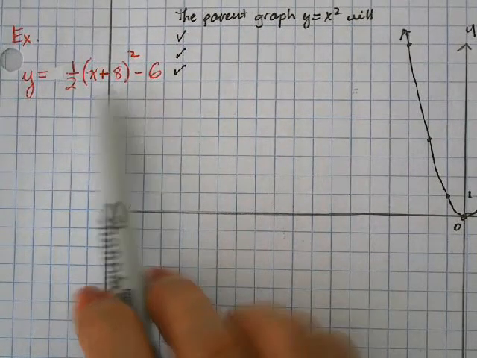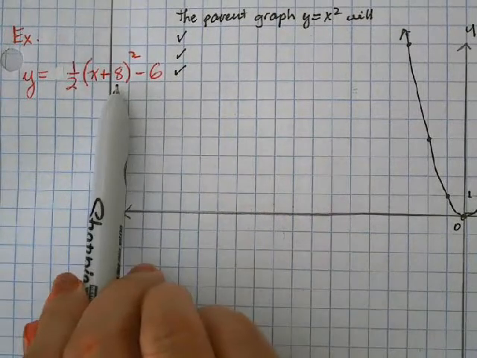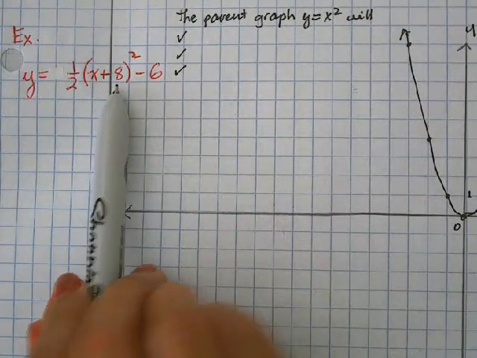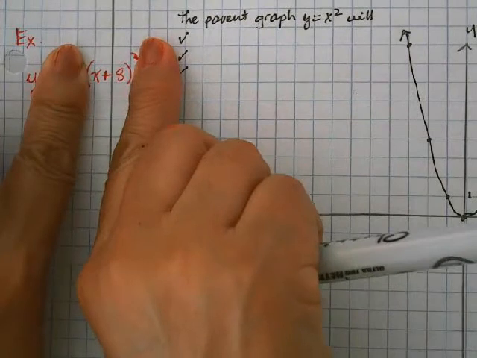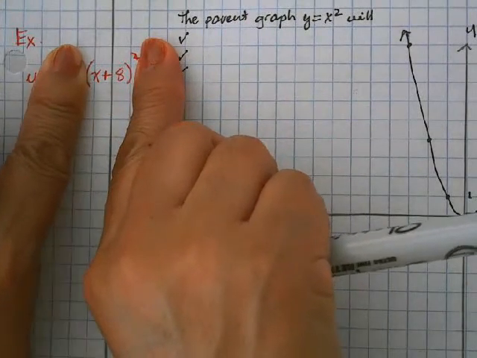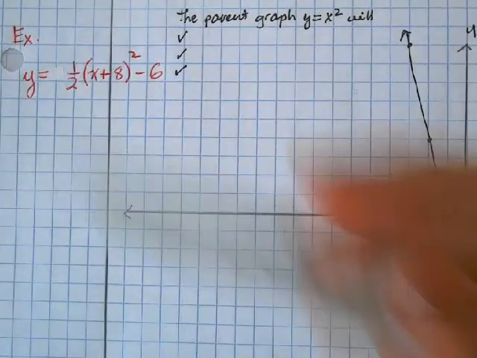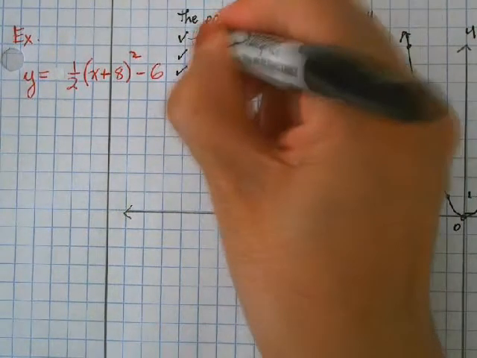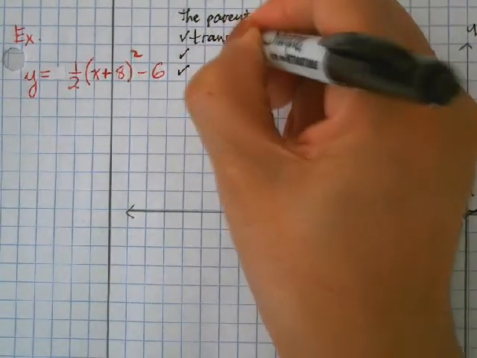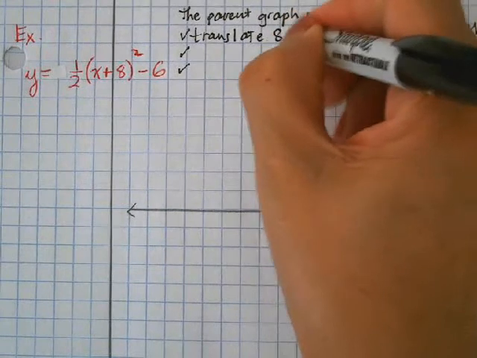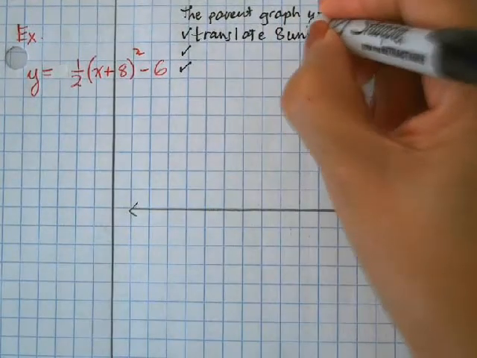So we said we use PEMDAS, so parenthesis goes first. So this plus 8, what will it do to your graph? First, we concentrate on the plus 8. Okay, that's the first step. So that will translate 8 units to the left. Translate 8 units to the left. When it is plus, it is left.